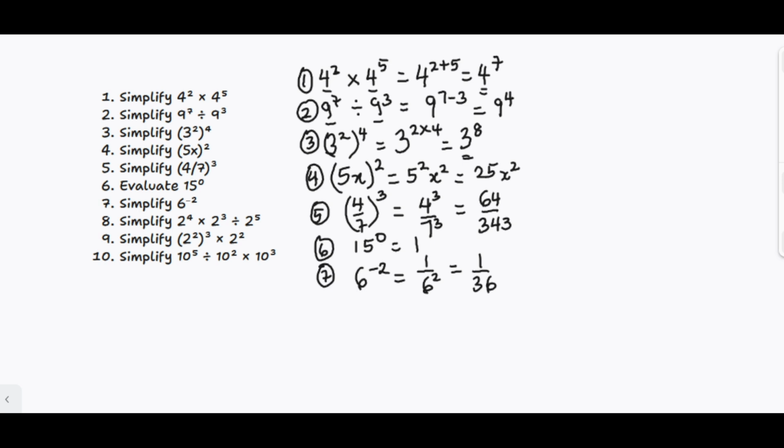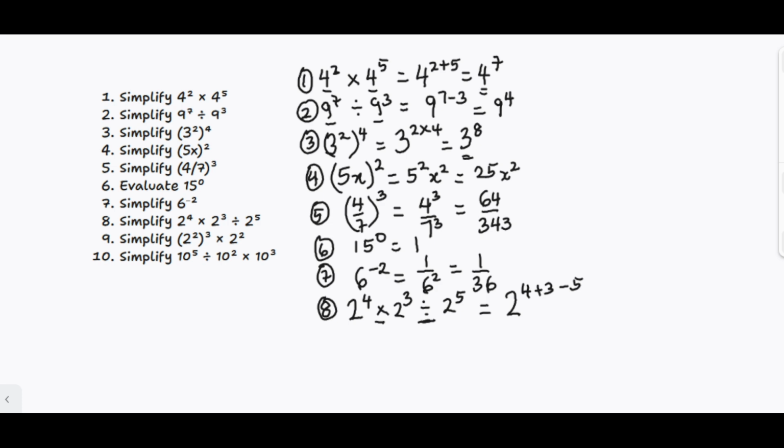All right, so let's go to more complex ones, like number 8, where we have 2 raised to power 4 times 2 raised to power 3 divided by 2 raised to power 5. So we have two laws of indices at work here. First, we have the multiplication or product rule, and then we have the division or quotient rule. So let's implement all of them at the same time. All the bases are the same, so pick 2. Then for multiplication, we simply add up the indices. Then for division, we subtract the indices.